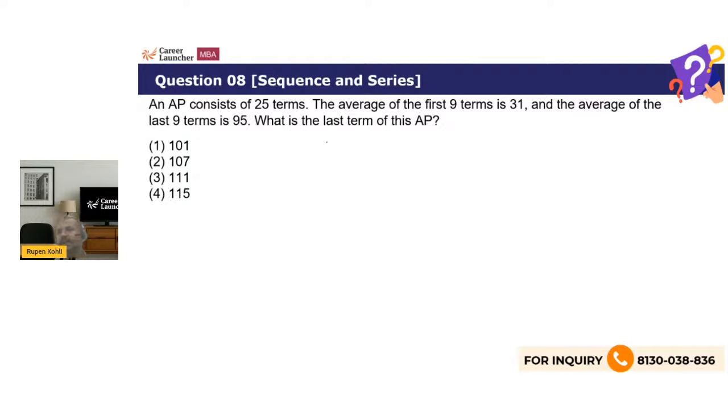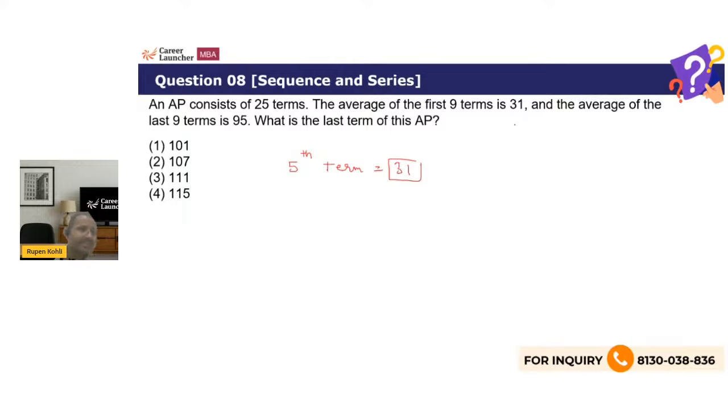In an AP, the average is always the middle term in case the number of terms is odd. We have done this many times. I think last time also we did a question on that. So therefore, when 9 terms are there, the fifth term is the average. So for the original AP, we can say that the fifth term is 31.